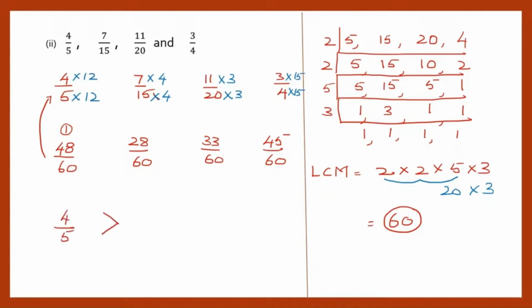Now look at the other three numerators. The greatest is 45. So this will come second. 3 by 4 is greater than 28 and 33, which is the greater number? 33. So this is the third one. So this will come next: 11 by 20. And the last one is 7 by 15. So we have arranged our fractions in descending order.